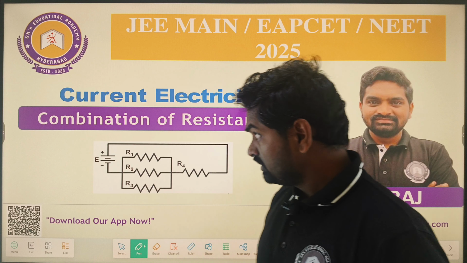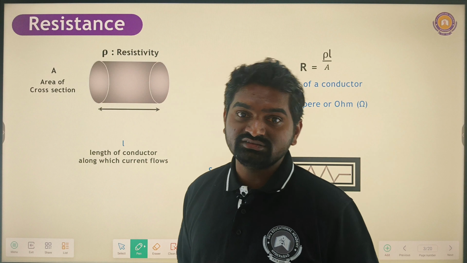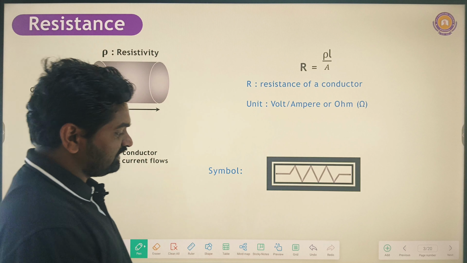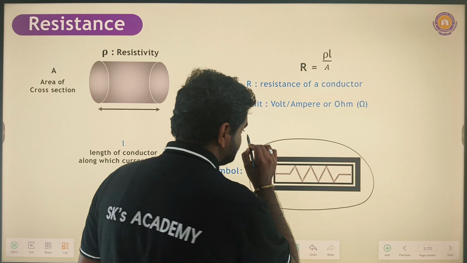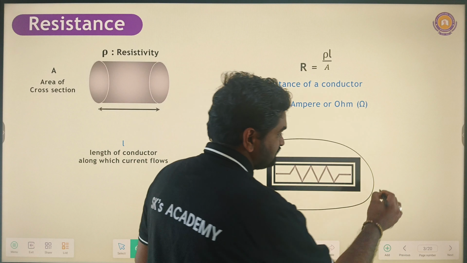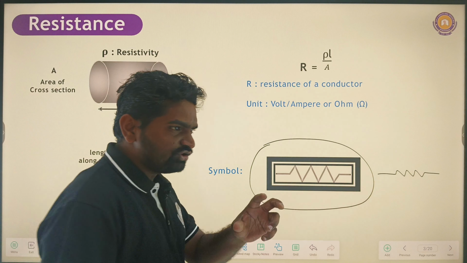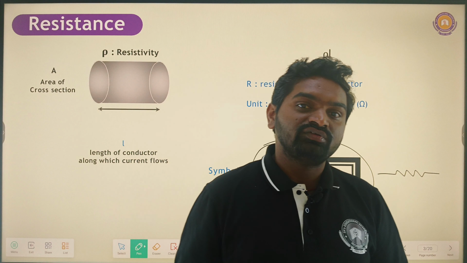First of all, what is resistance? Resistance is nothing but, suppose this is the actual symbol of the resistance. This is the symbol of the resistance. Resistance opposes the flow of current.